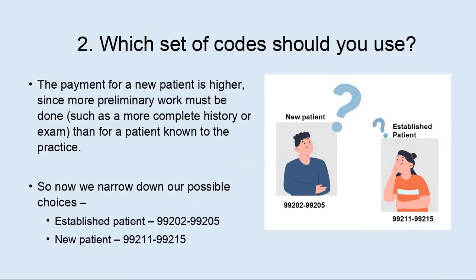So you narrow it down. First, you ask yourself, is this an established patient or a new patient? If it's a new patient, you know you're going to select a code from 99202 to 99205. If it's an established patient, you're going to select a code from 99211 to 99215. So that narrows down your choices.